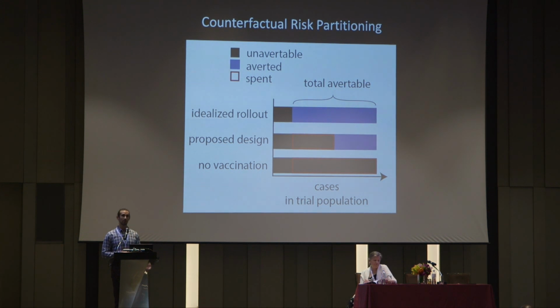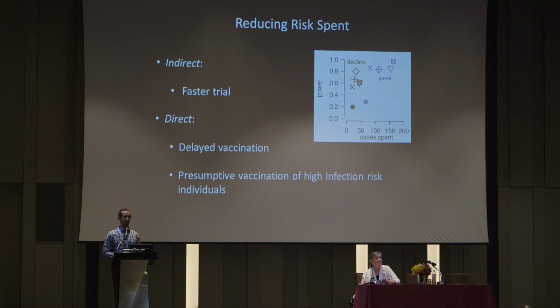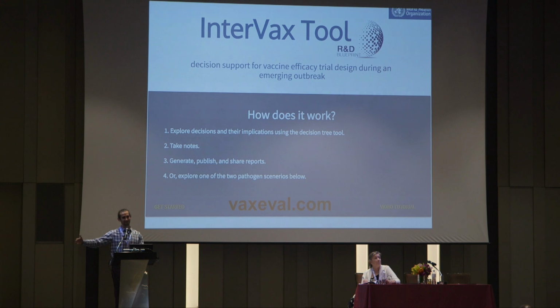And so a proposed design will avert some cases, but it won't avert every avertable case because of the features of the design that are intended to gather information. So in some sense, you're spending avertable cases on information. And so now we have this metric of risk spent that we can compare, on the x-axis here, to statistical power, where each symbol is a different trial design, and I'm not going to explain them in detail, but I can talk about it on the poster. And the summary is that the ways you can modify risk spent are by having a faster trial, a bigger trial to get information more quickly, or post-trial rollout and post-trial access. And I'll cut myself off there.